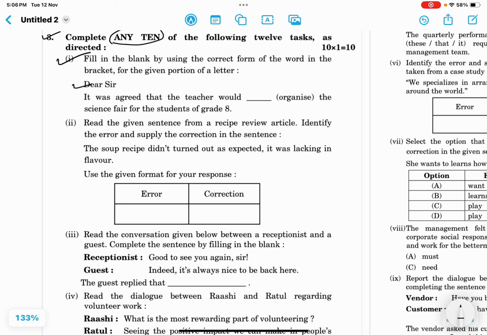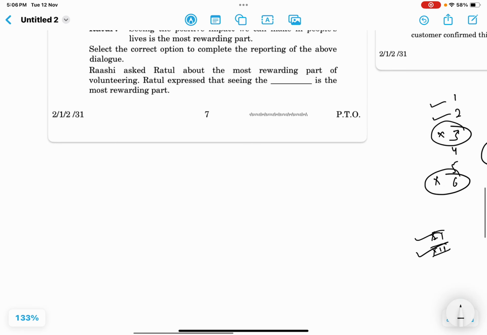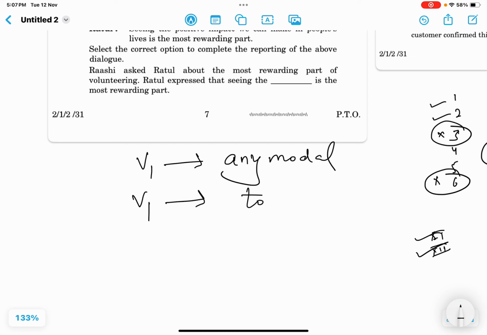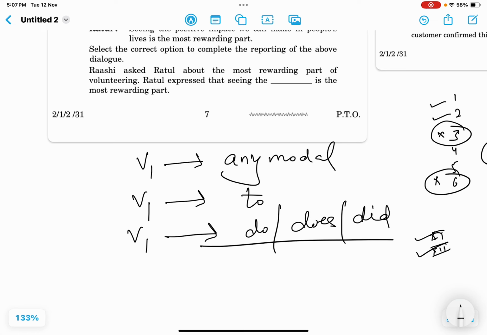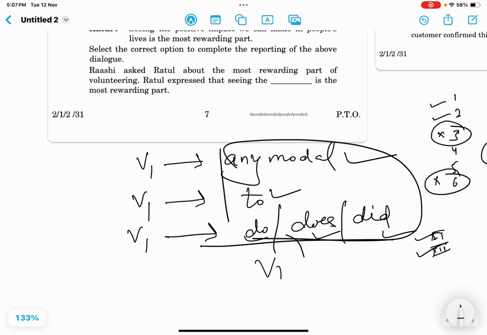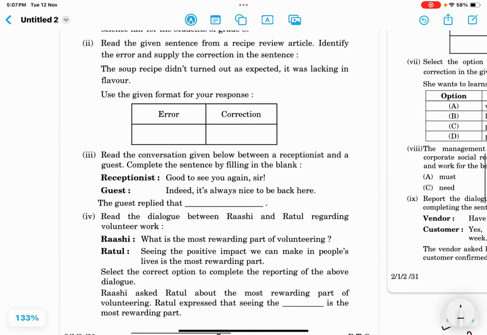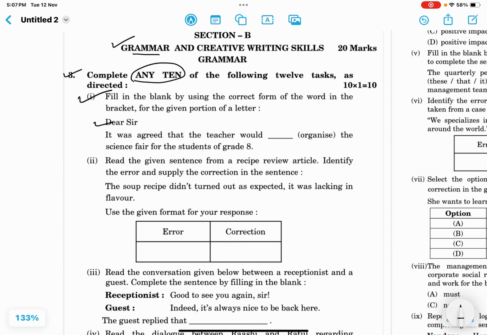See the first one. If you remember only these rules, we always use the first form with any modal, the first form is used with to, and the first form is used with do, does, and did. That means if we find these keywords, any modal, to, do, does, or did, then we always use the first form. This is going to help you solve different questions in this sample paper.